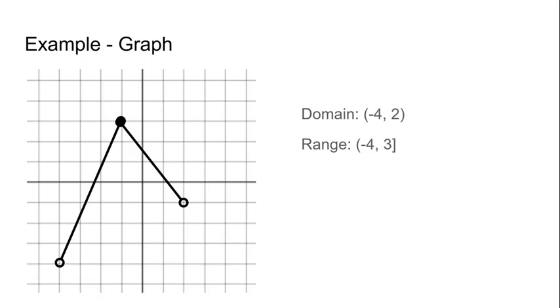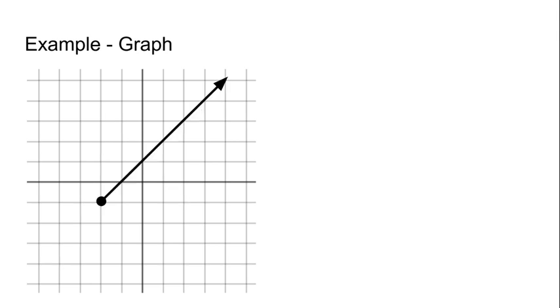The lowest I can go is -4, and I never actually reach that, but the highest I get in this case is 3, and because we have a shaded circle there, that tells me I will reach it, so therefore 3 is in fact part of my range, and we can use a square bracket to show us that 3 is included in the range.